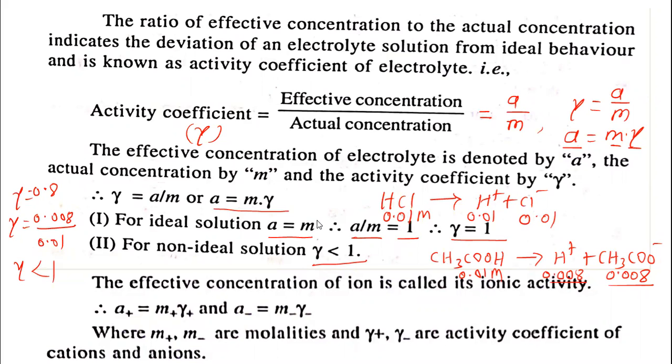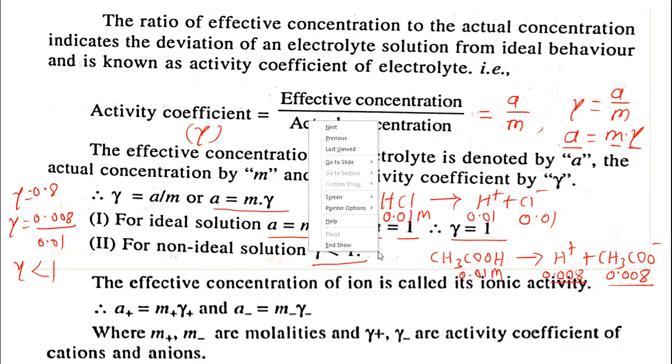The effective concentration of the ion is also called ionic activity. Let us talk about the effective concentration of the ion. So the effective concentration of the ion is called ionic activity. So A positive is equal to M positive into gamma positive.